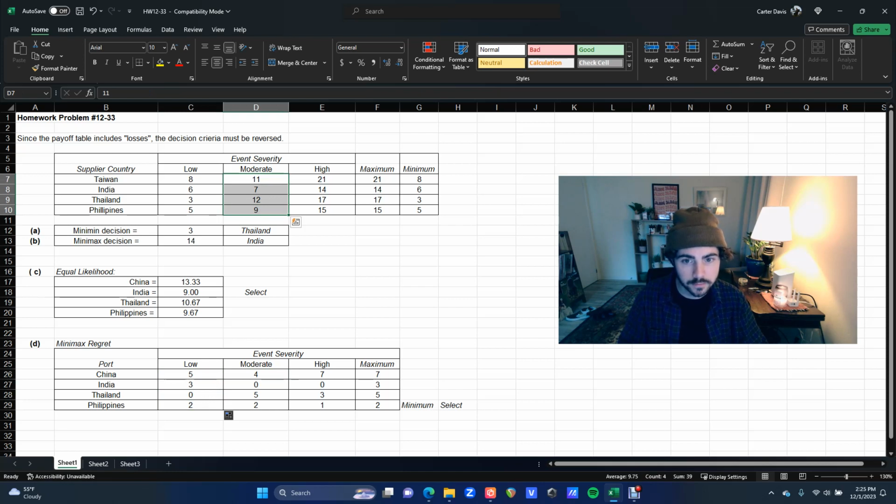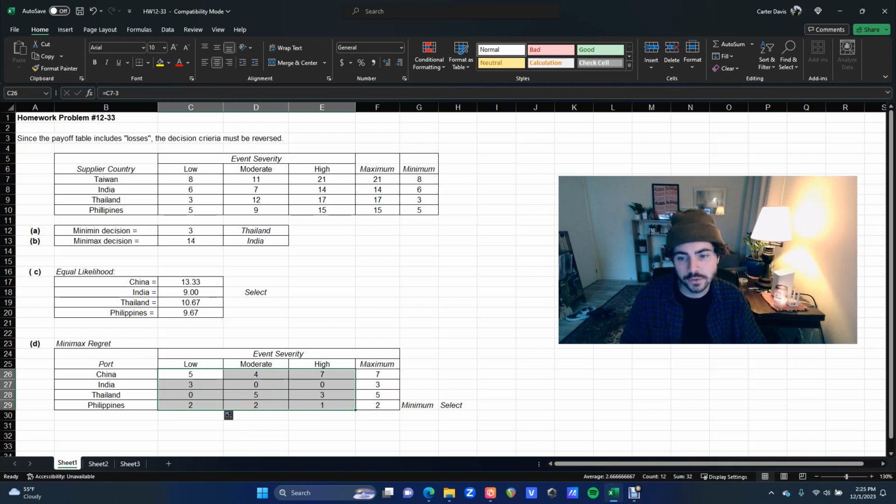So what's the minimum of this column? 7. So 7 is going to be the reference point. We're going to do 11 minus 7, 4. 7 minus 7, 0. 12 minus 7, 5. 9 minus 7, 2. Same thing, this column. Minimum is 14. 21 minus 14, 7. 14 minus 14, 0. 17 minus 14, 3. 15 minus 14, 1. So these are our regrets.